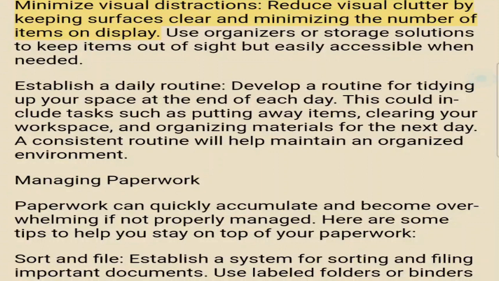Minimize visual distractions. Reduce visual clutter by keeping surfaces clear and minimizing the number of items on display. Use organizers or storage solutions to keep items out of sight but easily accessible when needed.